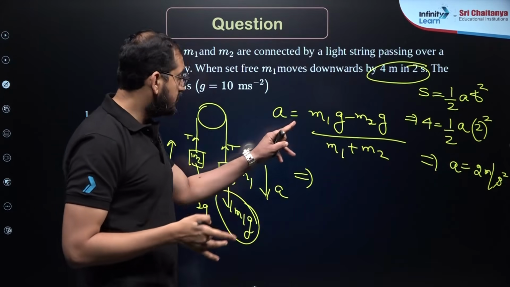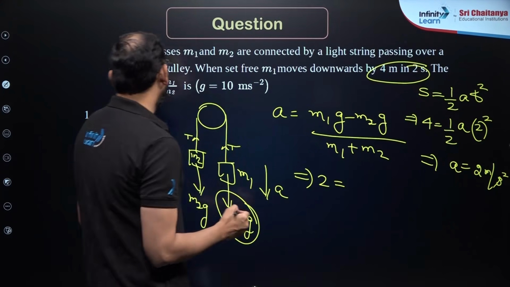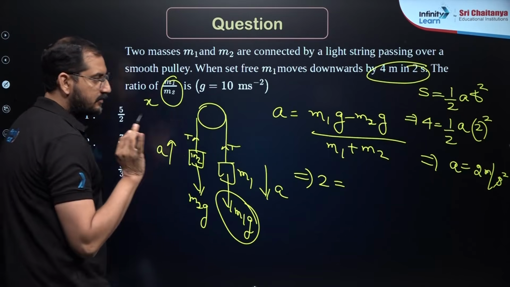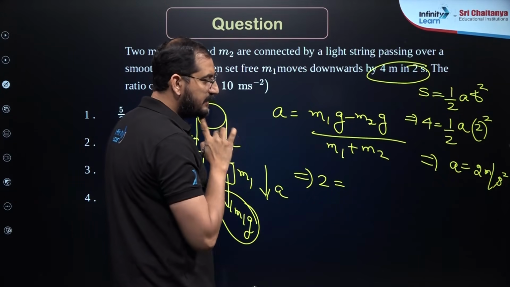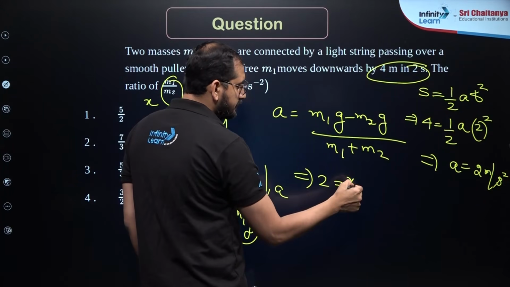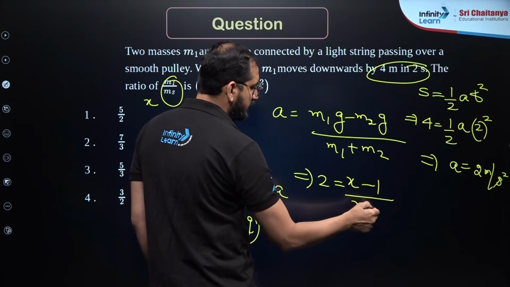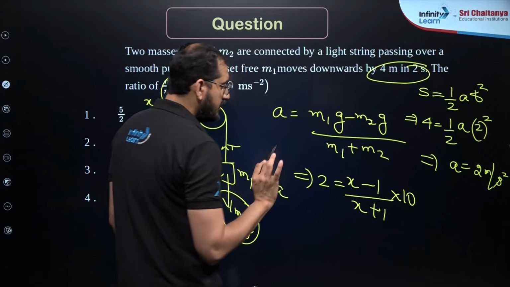Let's put that acceleration over here. So for A, I am going to write down 2. I want to find m1 by m2. Let's say this m1 by m2 is x. Divide both the numerator and denominator by m2. So m1 by m2 is x, m2 by m2 is 1. Here also x, and here it is 1 into g. Let's put g equal to 10.